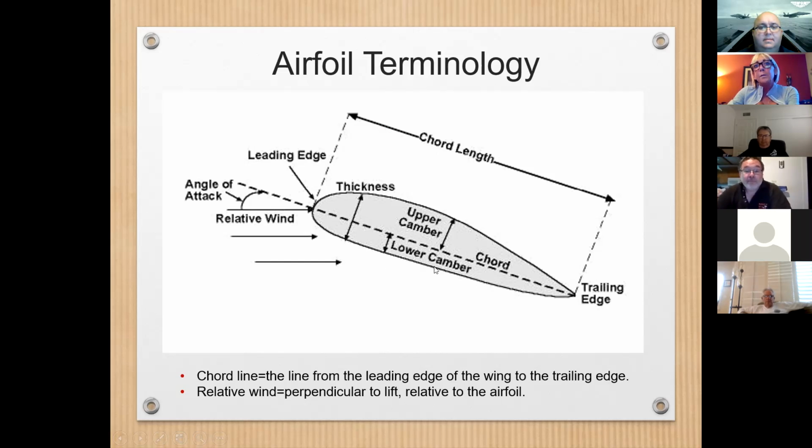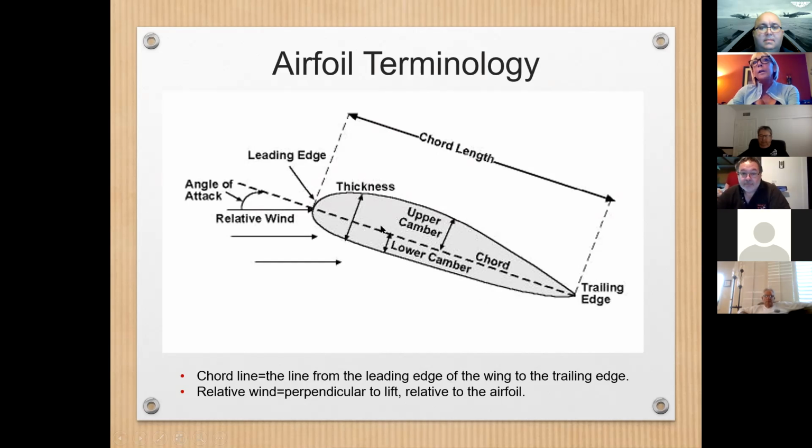Now, some of your planes are going to be the same or almost flat. And the reason that they're designed like that is because they're aerobatic. So they're able to fly upside down as well as they are right side up. So this is a normal wing that's going to create lift right side up. And we're going to talk about stability later. This is a very stable airfoil.